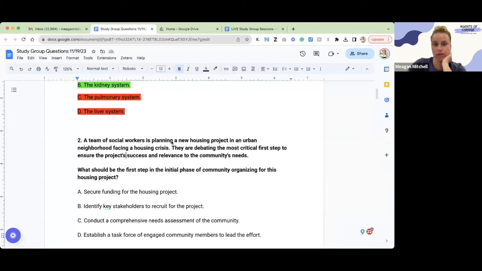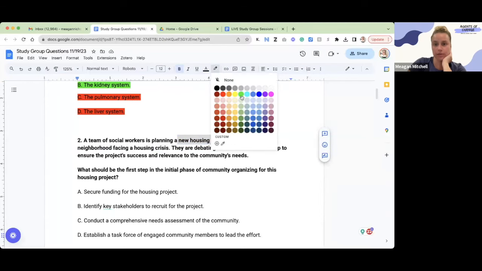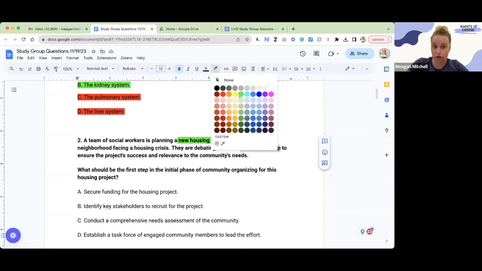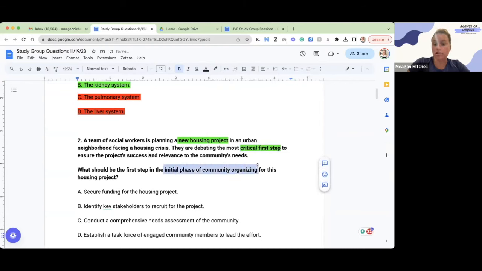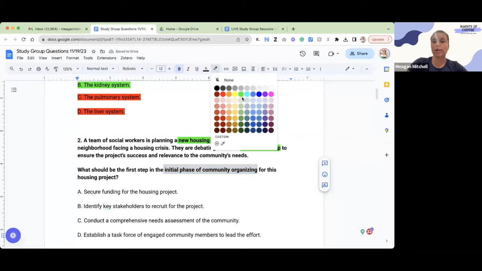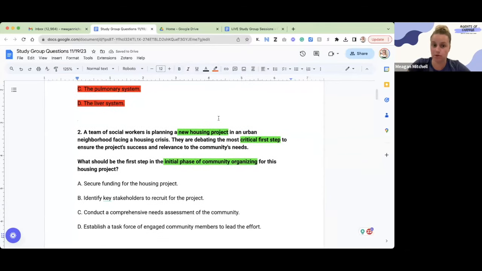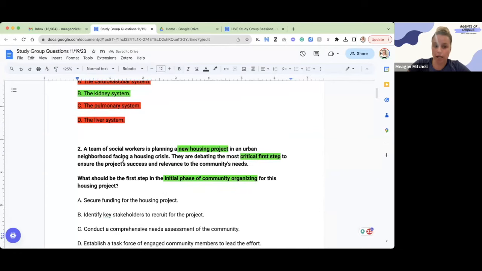Yes, there's some keywords: new project, right? That would be important. Critical first step. So that's kind of asking you what's the first thing to do, right? And then the initial phase of community organizing. So we're at the very beginning here. So you have to think of those steps of working with community members, right? And what's going on here?